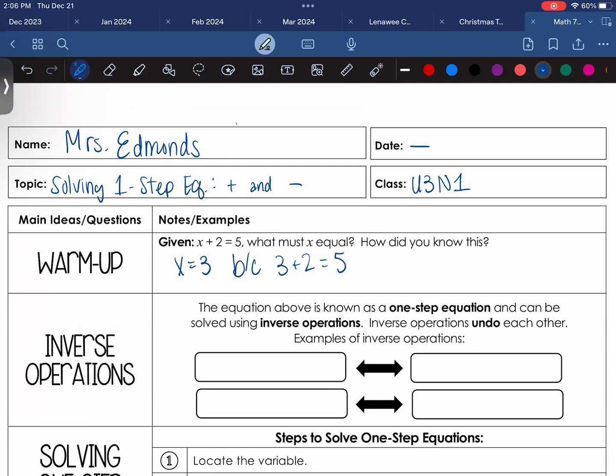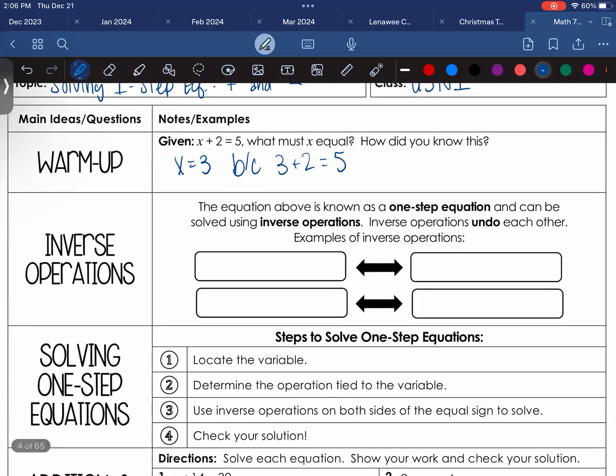All right, so we're going to figure out how to solve for x with a little bit tougher equations, and we did this last year, so this should be a little bit of a review, but you should be able to know it by the end of this unit.